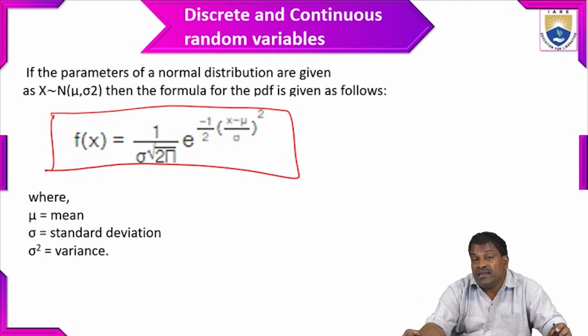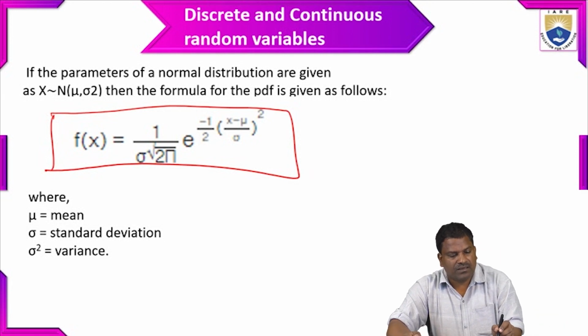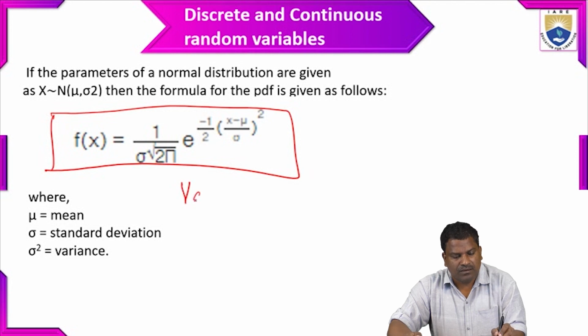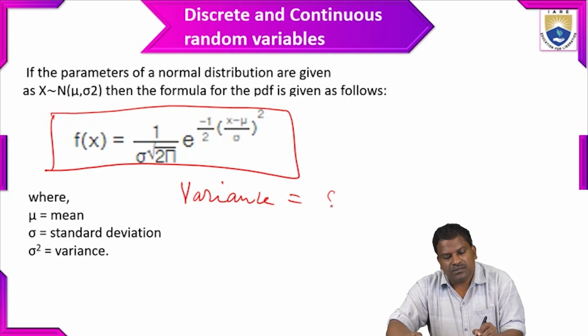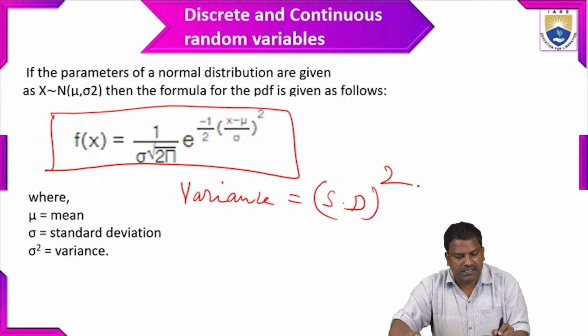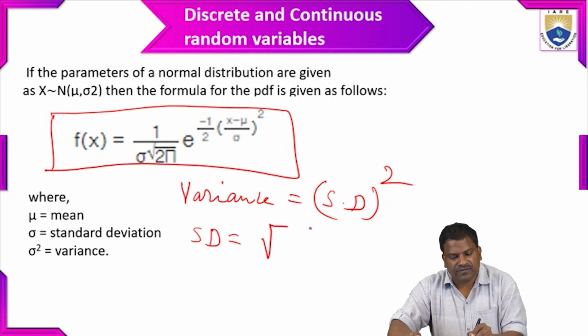That's why variance is equal to square of standard deviation. Hence, standard deviation is equal to plus or minus square root of variance.